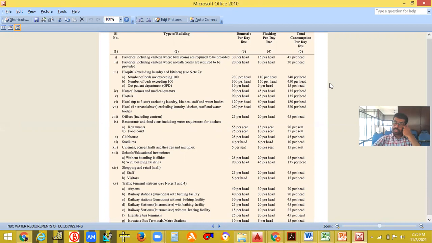Okay, I will be sending you the NBC tables, and that form will be sent to you, so you can just go through it. By the end of this week, I will send you. Okay, so these are the different types of building.